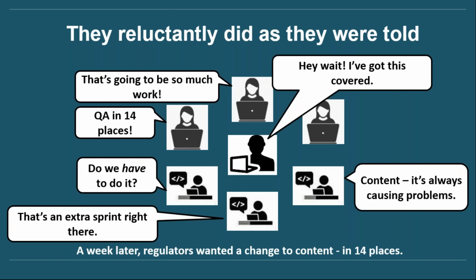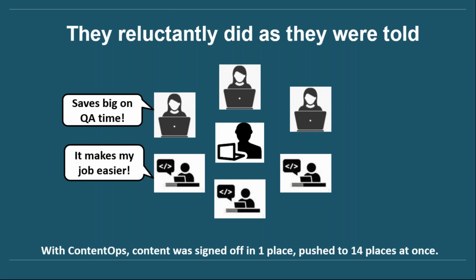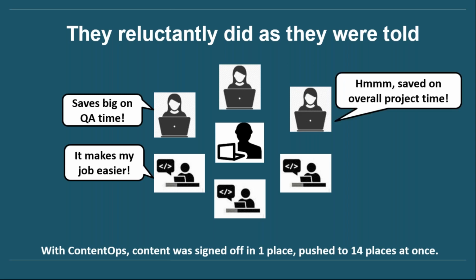And the tech writer said, wait, I've got this covered, because we have an operational model where we create it in one place and then we push it out to those 14 places. So they reluctantly did what they were told, and the content was signed off in one place and then pushed out to those 14 places at once. And they were over the moon. Somebody said, oh, it saves on QA time, big time. It makes my job easier.